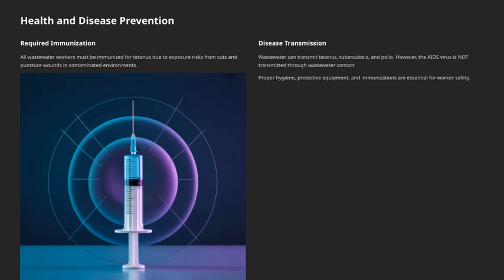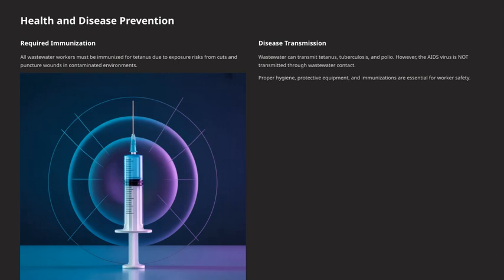Let's talk about health and disease prevention for wastewater workers. First, all workers must be immunized against tetanus. This is crucial because of the exposure risks from cuts and puncture wounds that can happen in contaminated environments. Staying up to date on immunizations helps protect you from serious infections.